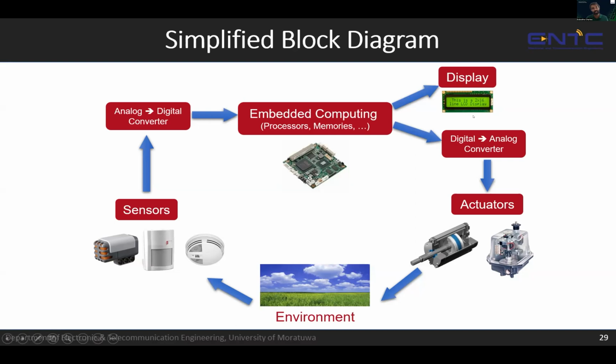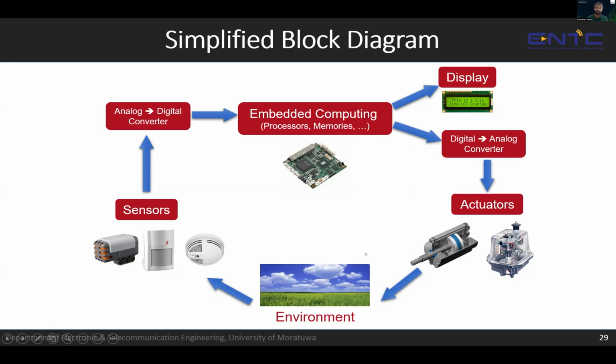And once you process, maybe we show some things. For that, we'll interface a display, or else we'll interface with actuators through a digital to analog converter, because the actuators will now be driven by an analog signal. So the digital signal that comes out of the microcontroller will have to be converted to analog so that we can interact with the environment.